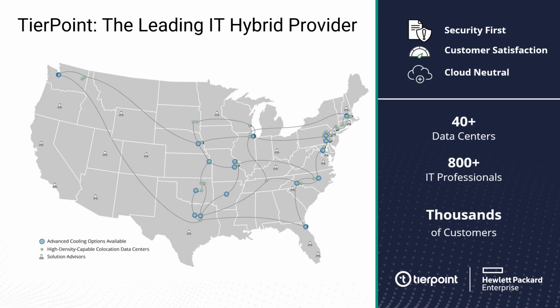TierPoint operates over 40 data centers across the United States. All of these are interconnected with fiber offering speeds of up to 100 gigabits per second, and all of our data centers can also offer connectivity to the hyperscale cloud providers with very low latency. As you can see with the geographic diversity of our data centers, we can provide a recovery location that is going to be able to ensure that your data is protected from any natural disaster, localized power failure, and is going to meet your auditing requirements.